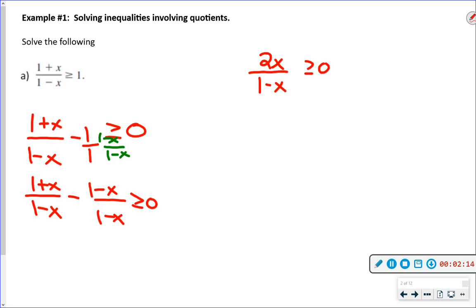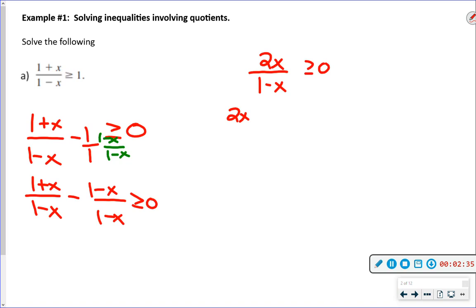Now, from here, it's kind of just like yesterday. We're going to get our critical points, our numbers to put on the number line, and then we have to test the number line to see if it's that and or. Now, to get your critical points, pretty easy. Since it's 0, it's a fraction, you set the top to 0 and the bottom to 0, which you can probably do in your head.